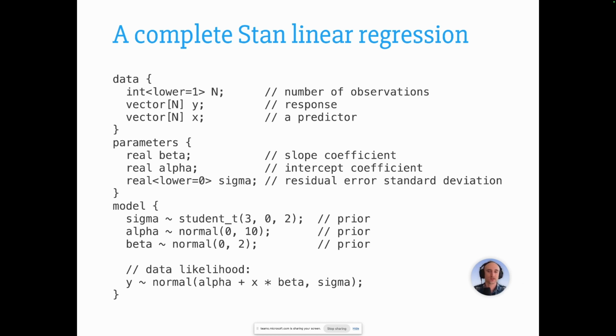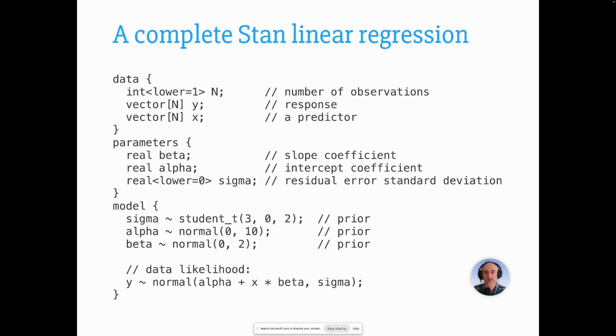We can declare lower and upper bounds on those. So here I've said that my number of observations has to be at least 1. I don't have to write that in, but that's just trying to protect myself from doing something silly in the future. Then I declare that I've got a response vector of y and a predictor of x, and that's what they're named in my list in R, and I'm telling Stan that they are of length n, which it needs to know.